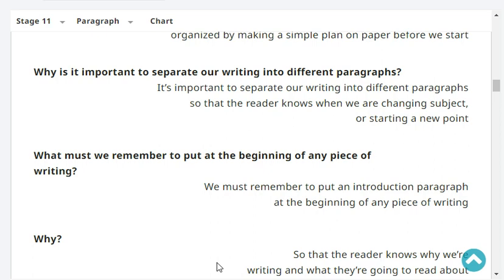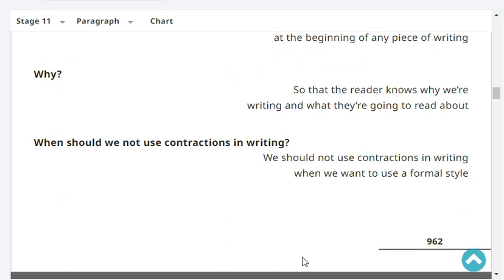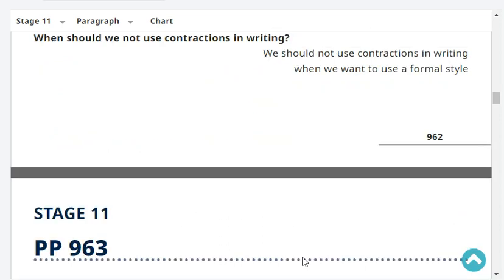What must we remember to put at the beginning of any piece of writing? We must remember to put an introduction paragraph at the beginning of any piece of writing. Why? So that the reader knows why we are writing and what they're going to read about. Right?